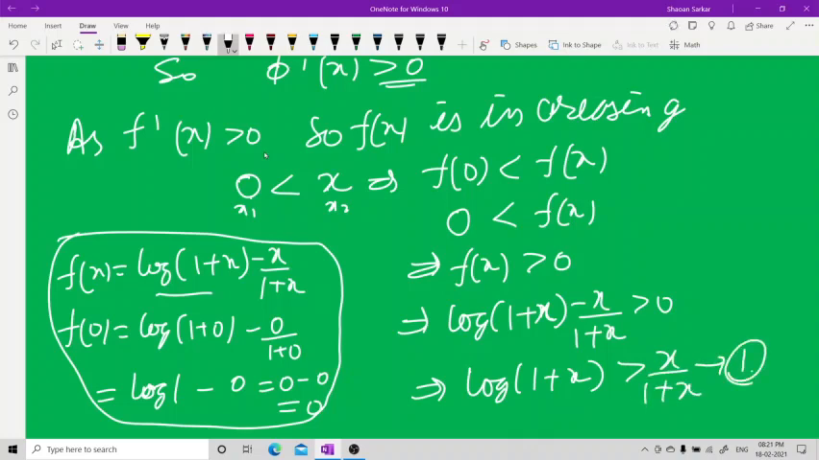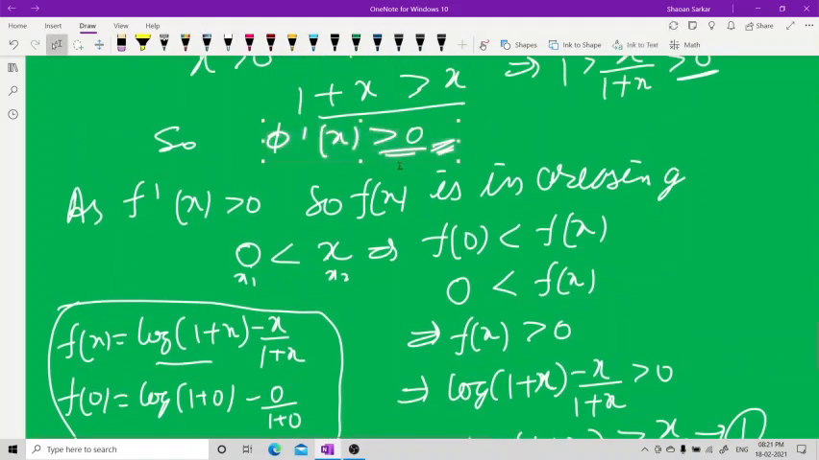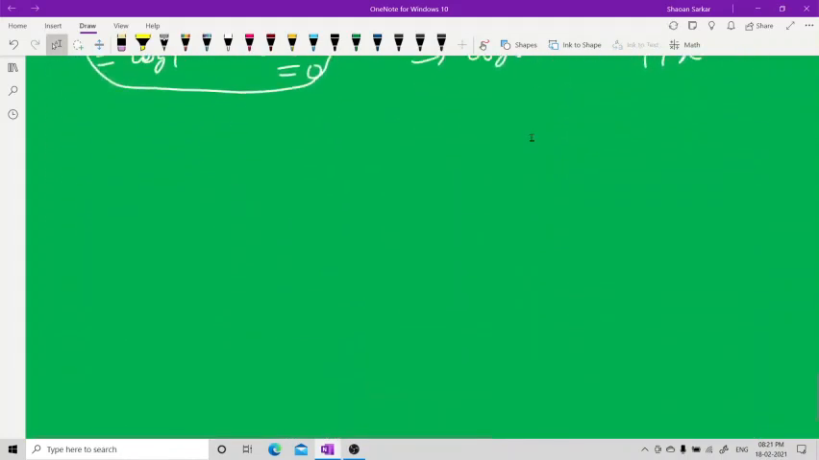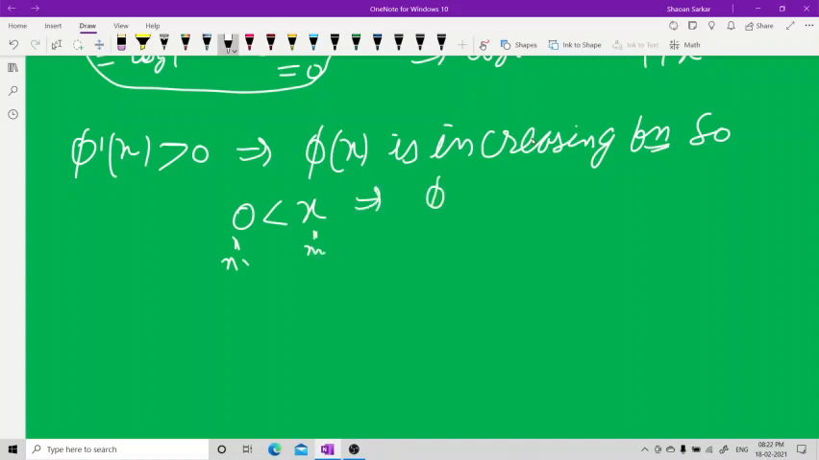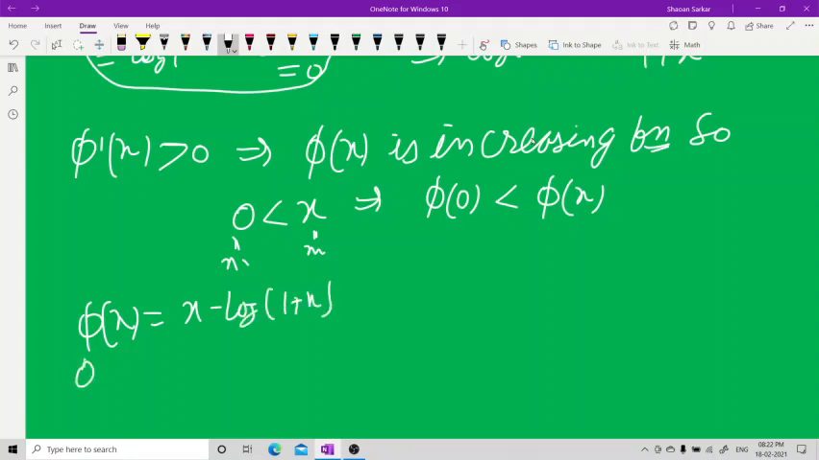Now take the phi dash x greater than 0 equation. See this equation. What is phi dash x? Therefore phi dash x greater than 0 implies phi of x is an increasing function. So you take 0 and x, this will behave like x1 and this will behave like x2. Implies phi of 0 is less than phi of x. Therefore, what is phi of x? See, phi of x is x minus log 1 plus x.